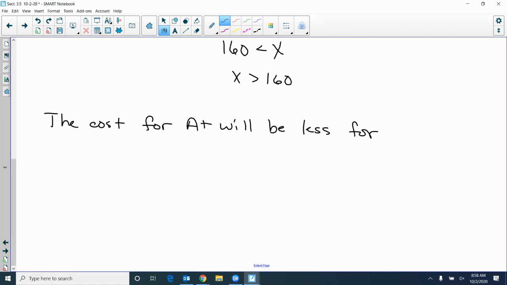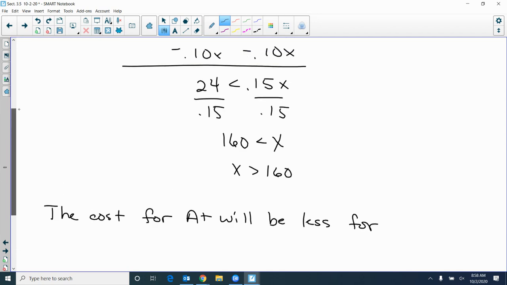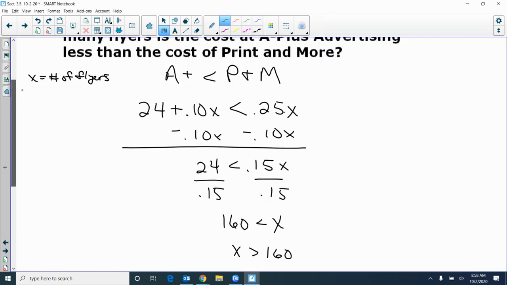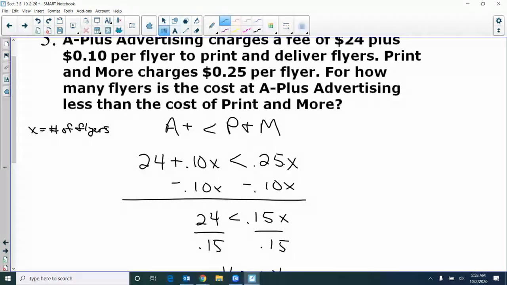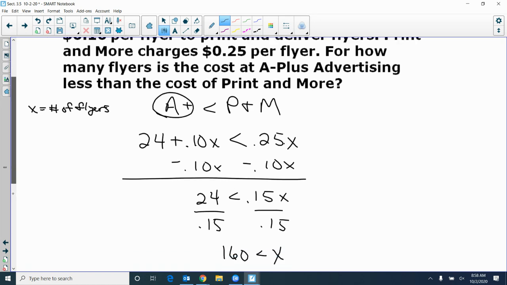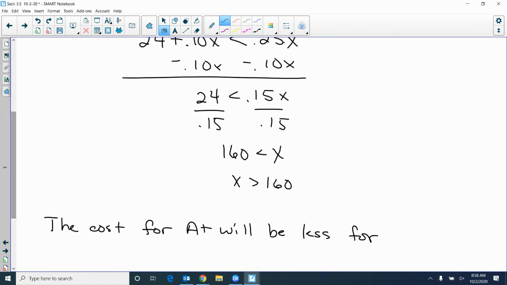Are you guys just not thinking, or is this too hard? Look, stop and give me your attention. You can't just say no. For how many flyers, you have got to give me a number. You've got to give me a statement. For how many flyers is the cost at A plus less than the cost of printing more? So we set this up. A plus is on the left, and when we got done, what does that say? That says X is what?